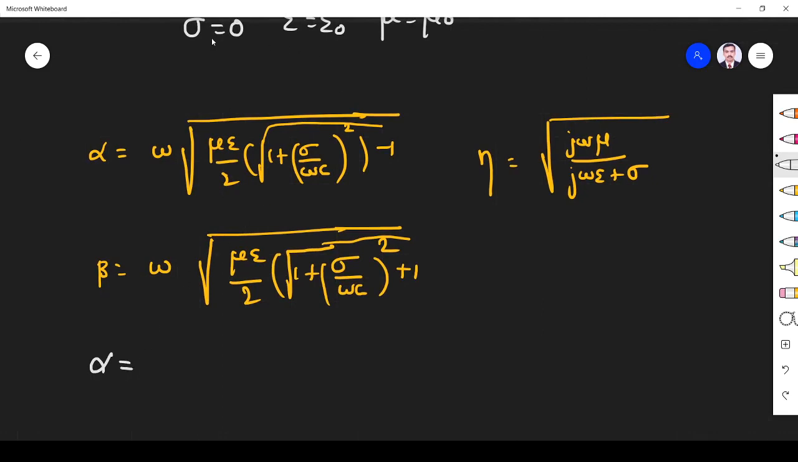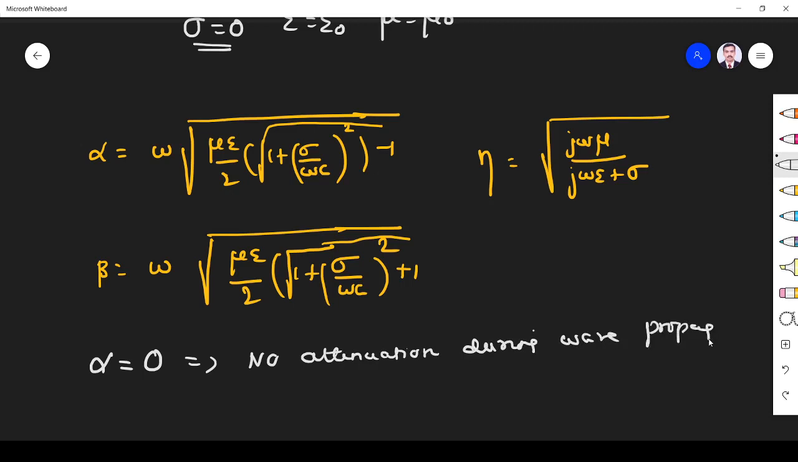What is the attenuation constant? When you substitute sigma equal to 0 here, what will happen? This will be 0, 1 minus 1 will be 0, so alpha is 0. What is the meaning? When a wave propagates through free space, there won't be any attenuation. No attenuation during wave propagation in free space. That is the beauty, right?